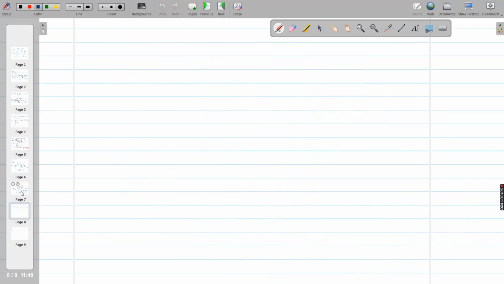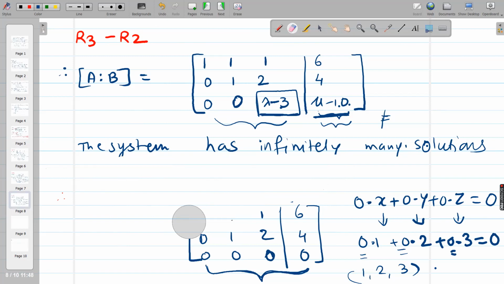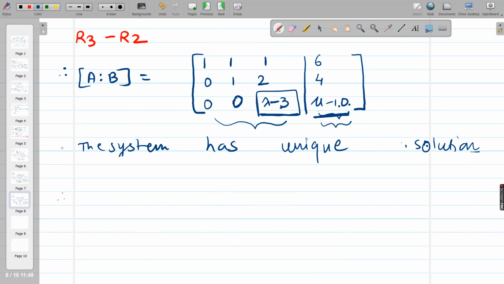Next, let me just copy the page. Yeah, next, the last case is the system has a unique solution. So let us see when the system will have a unique solution. System has unique solution.